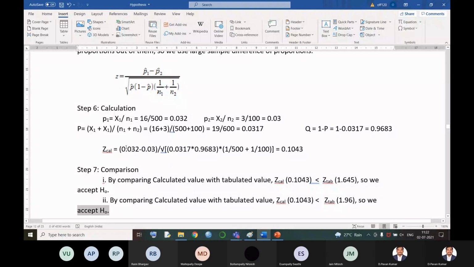Why so? See here the numerator. See the numerator P1 and P2 means what? Proportion of defective articles before and after the repairing. Before repairing it was 0.032, but now it has become 0.030. Only 0.002 value has been reduced. That means to repair the machine, you are investing a lot of amount over there, but if there is a small minute change, do we accept that?